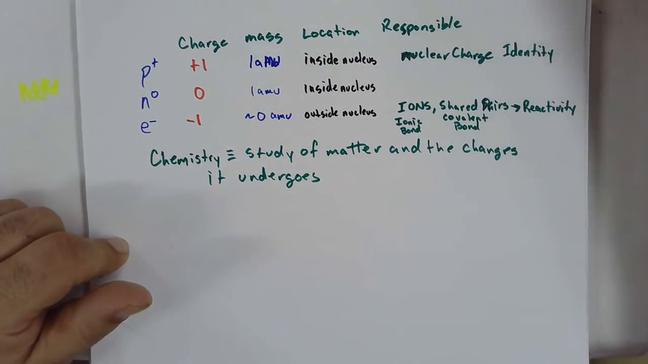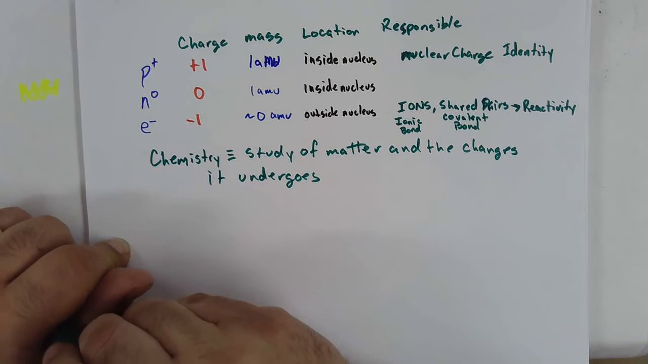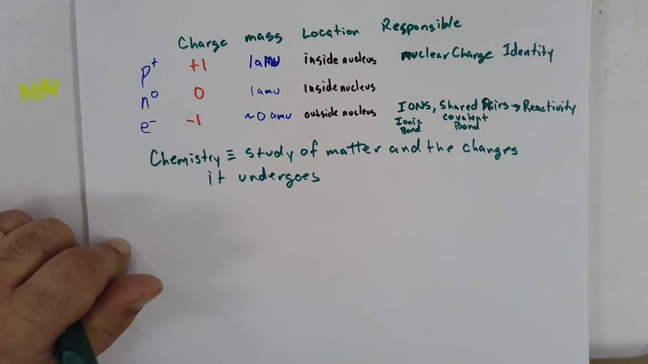Okay, what are the neutrons responsible for? Do they have a charge? No, so they can't form an ion. So they're not going to form any reactivity, right? Do they have a mass? So they do affect the mass, right? That's kind of important.